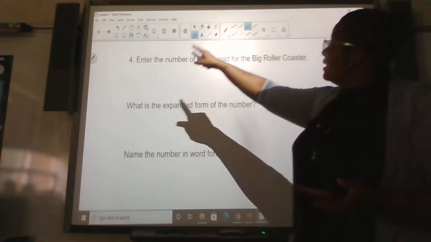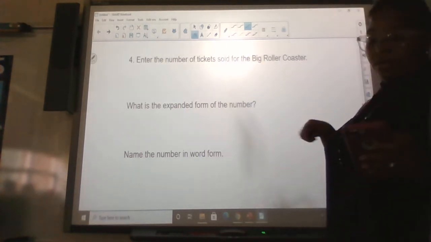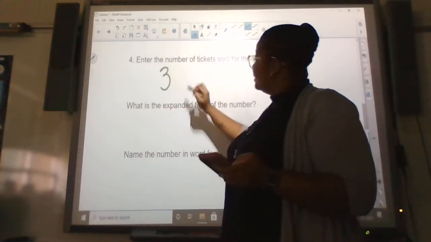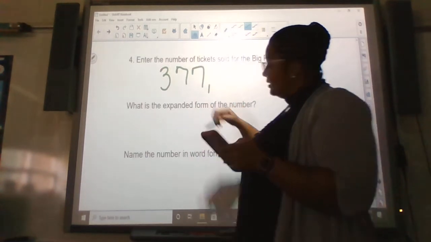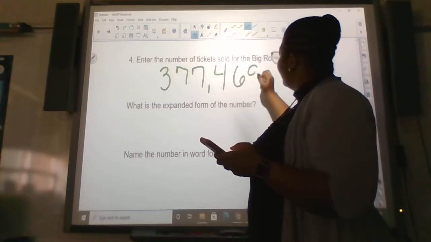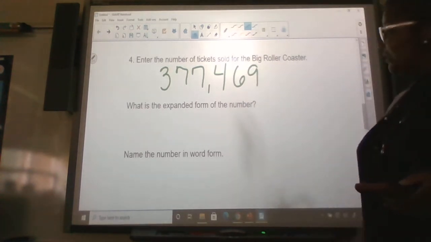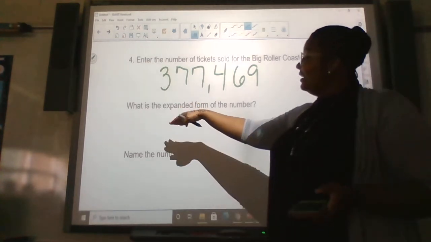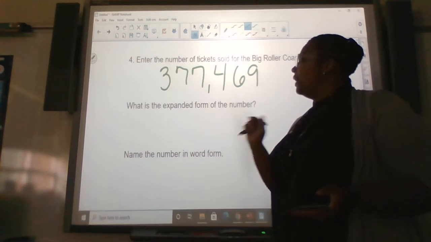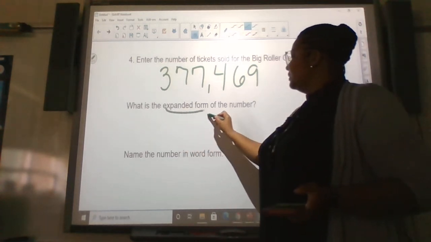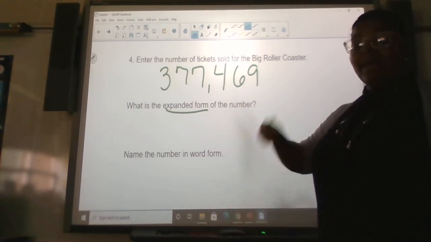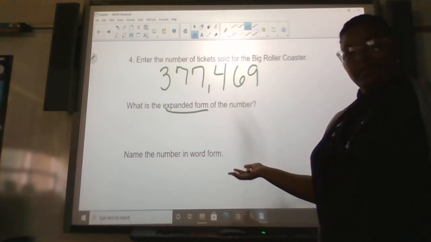It says enter the number of tickets sold for the big roller coaster. And it was 377,469. Good job, boys and girls. Now, what is the expanded form of the number? Now, when I deal with the expanded form, boys and girls, I'm breaking each digit down by its value, writing it and separating each value with a plus sign.